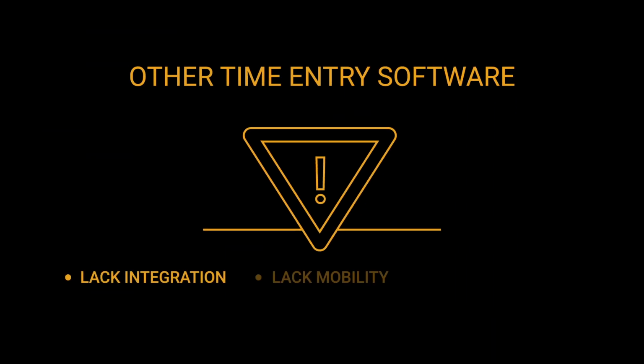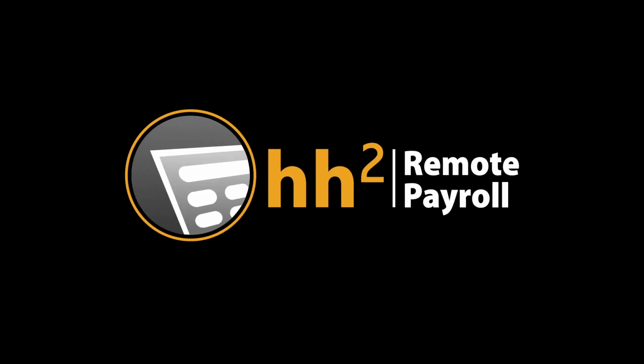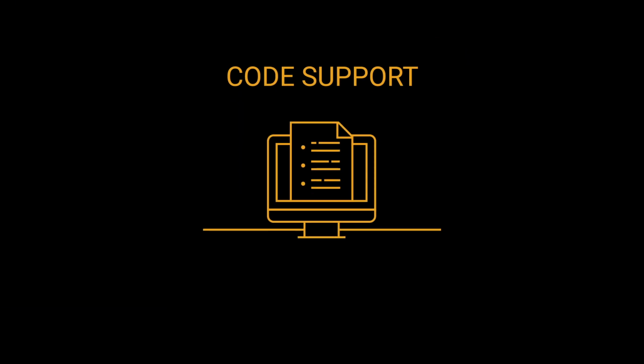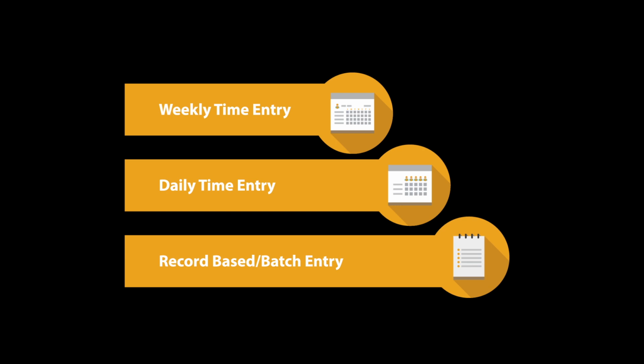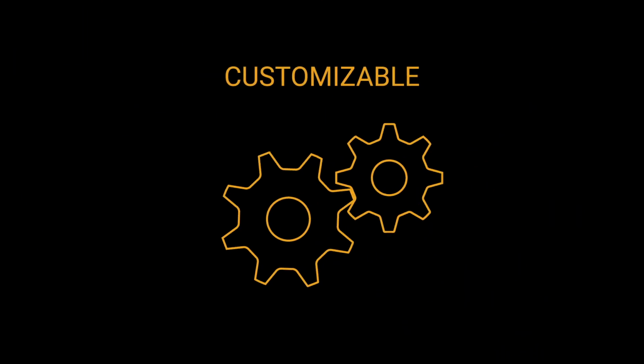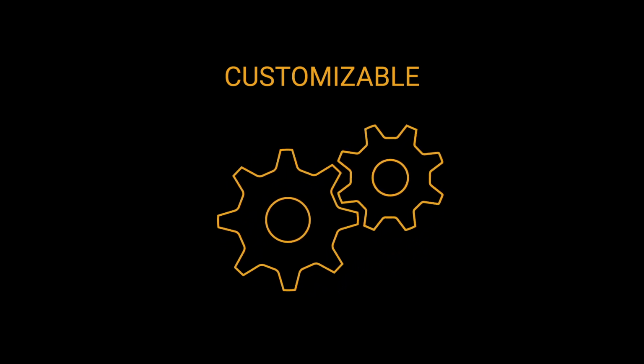Selecting the wrong software to handle these issues can bring up even more troubling problems. hh2 Remote Payroll has you covered. We support equipment revenue coding to a variety of codes: cost codes, general ledger accounts, revenue codes, etc., along with varying methods for entering time: daily, weekly, record-based, and equipment batch time entry. Our system is customizable to give you the methods that are the most appropriate for your ever-changing needs.